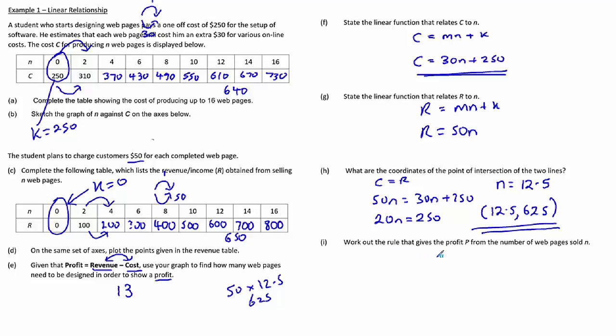Work out the rule that gives the profit from the number of web pages sold. Now we know that P is equal to revenue take away cost. So that's going to be 50n take away (30n plus 250). So that's 50n take away 30n take away 250, which is 20n take away 250.